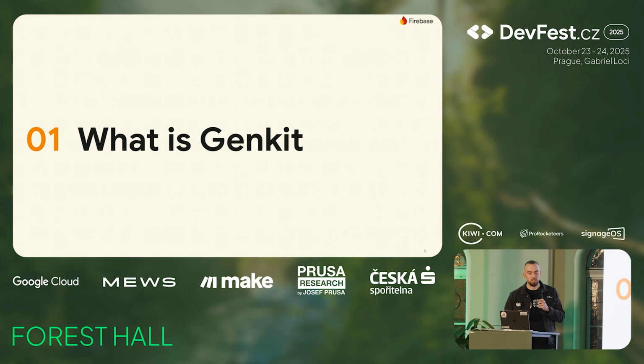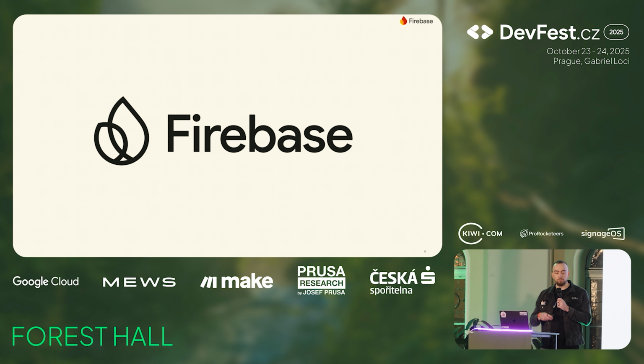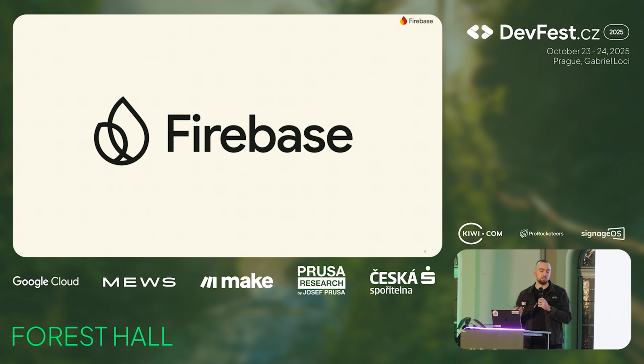I'm going to start with a quick look at what Genkit is. But before I do that, I would love to introduce you to Firebase. Firebase is a backend as a service. It has lots of services out there that you can use for your app, and you don't have to worry about infrastructure. You don't have to worry about scaling and lots of other things.